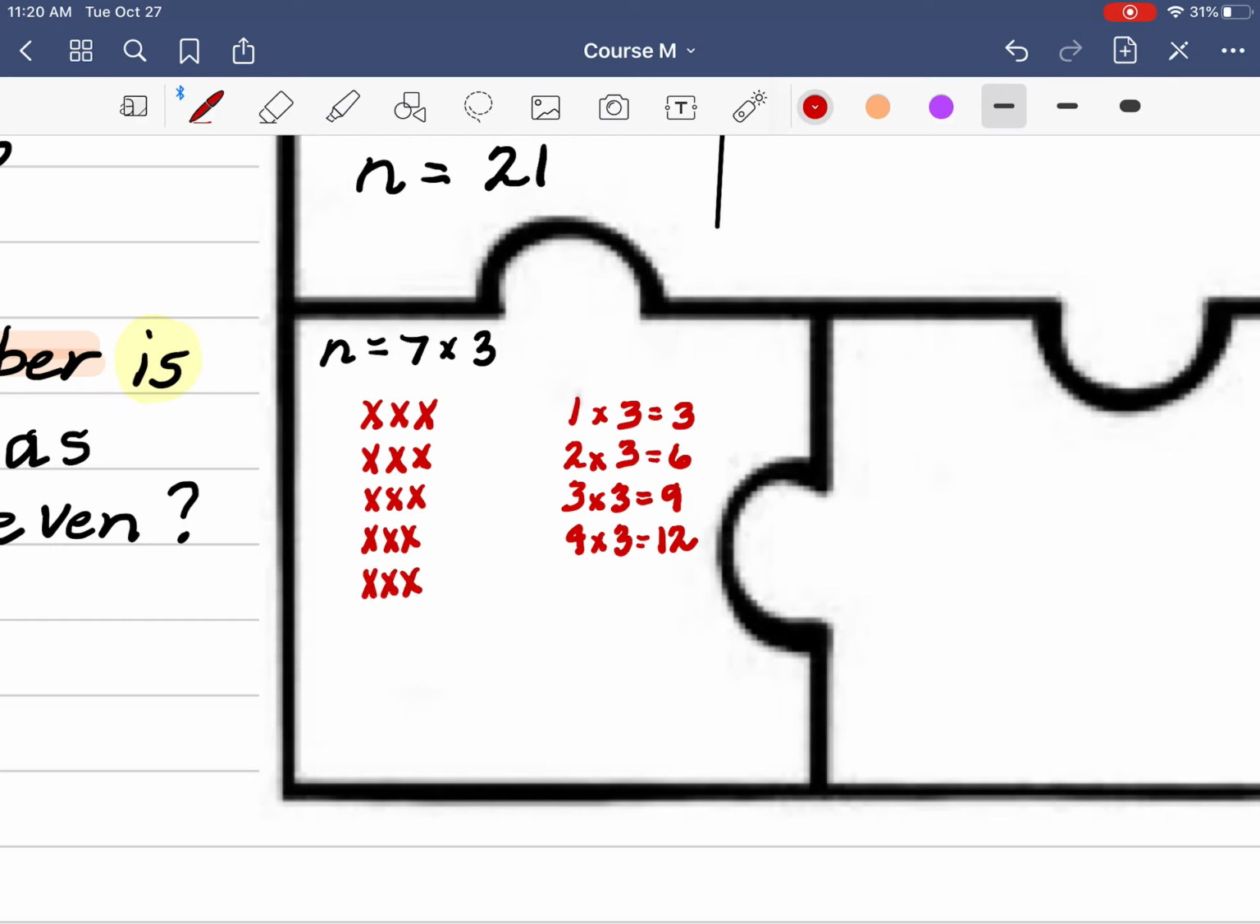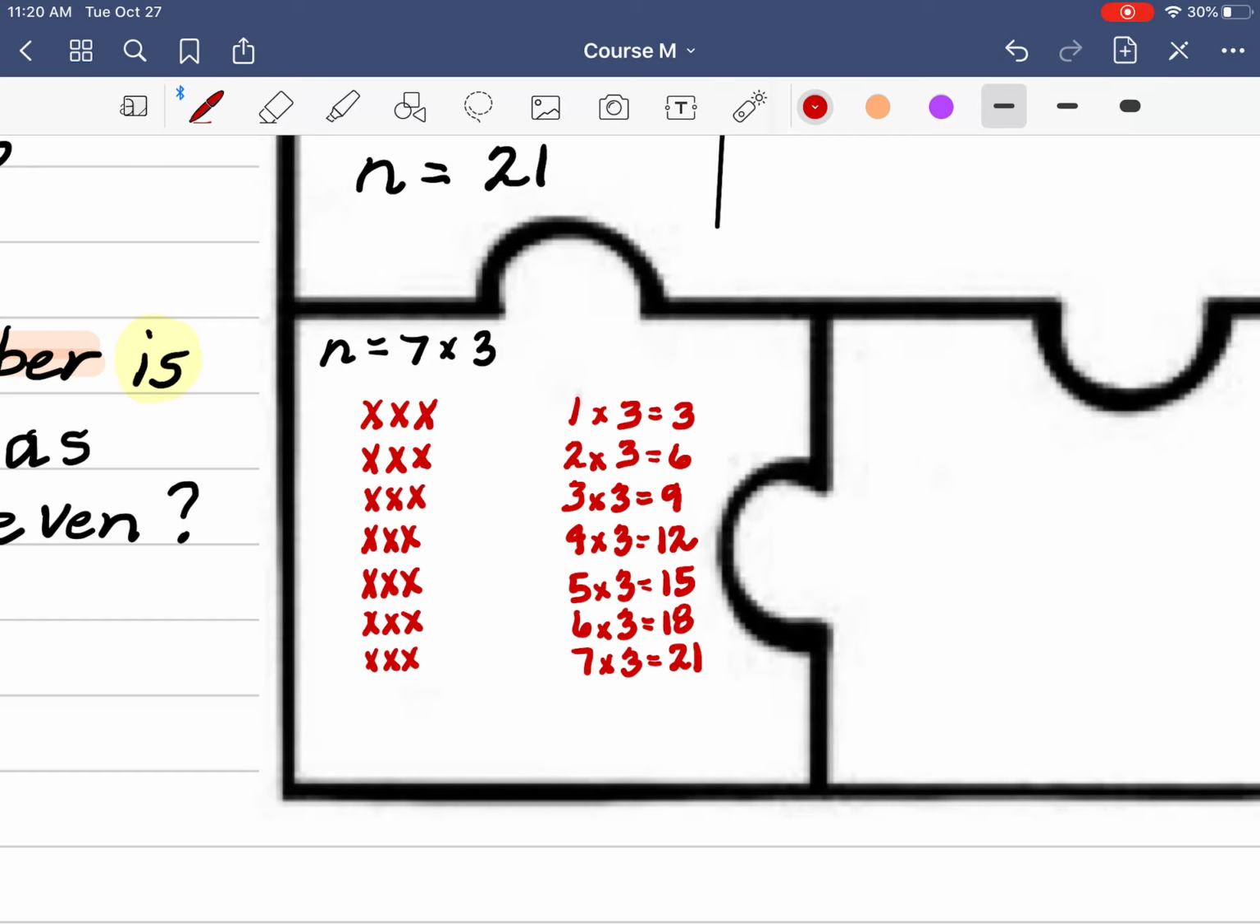5 sets of 3 makes a total of 15. 6 sets of 3, total of 18. And finally 7 sets of 3 is 21.